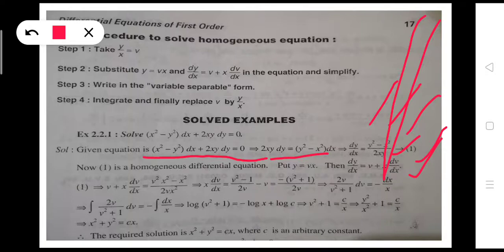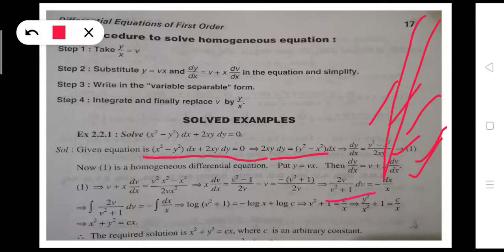And simplifying, putting both in the given equation, we get v plus x into dv by dx is equal to (v square x square minus x square) by 2v x square. Now simplifying, x into dv by dx is equal to (v square minus 1) by 2v minus v, and simplifying the right side we get minus of (v square plus 1) by 2v.